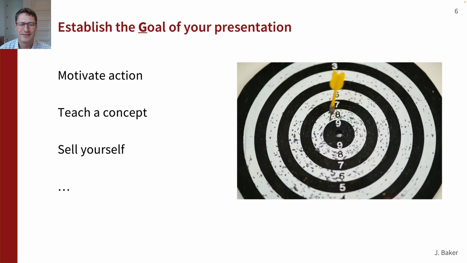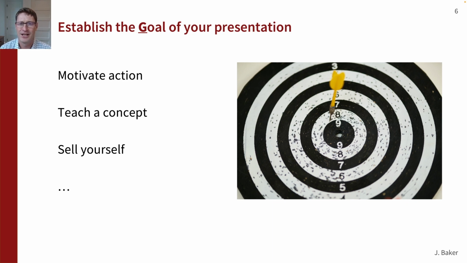And so I've got some ideas here on the side, some potential goals, right? You could be motivating action, right? Are you trying to get people to adopt a policy you're recommending? Are you trying to encourage them to utilize a tool that you've developed, or utilize a way of thinking about a problem that you've developed, right? So you want them to actually use something afterwards or do something afterwards.